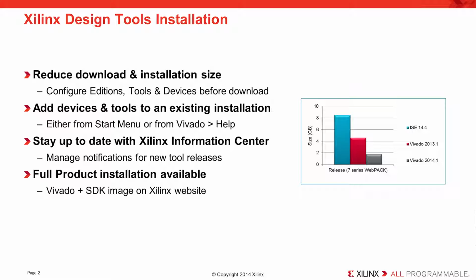Now you're able to download a lightweight installer package from Xilinx.com. It's typically less than 50 megs in size. This lightweight application will quickly guide you through the process of selecting the edition of choice, as well as device families and tools that you require. Just select what's needed, and if you accidentally miss something, don't worry, because you can easily add additional tools and device families at any time.